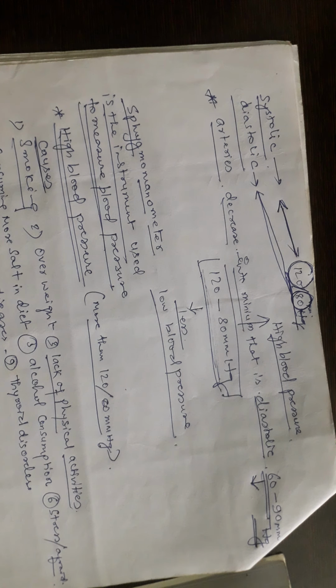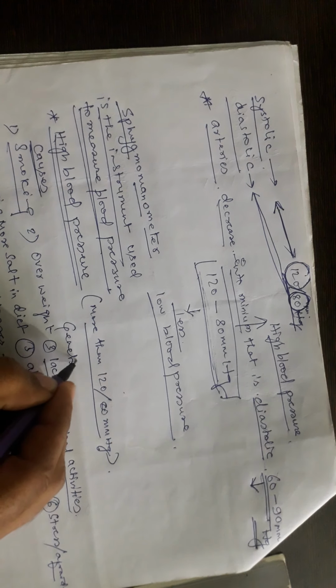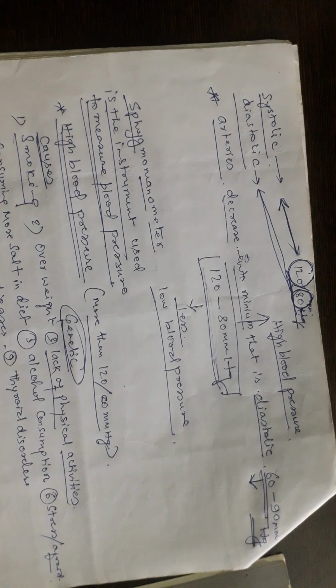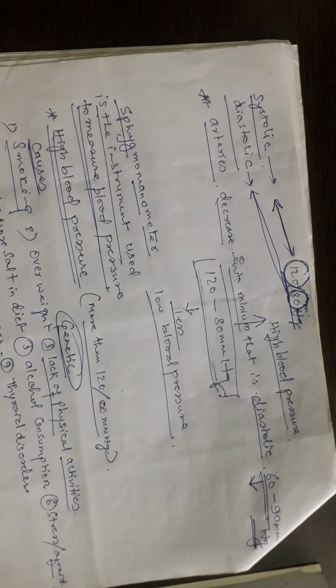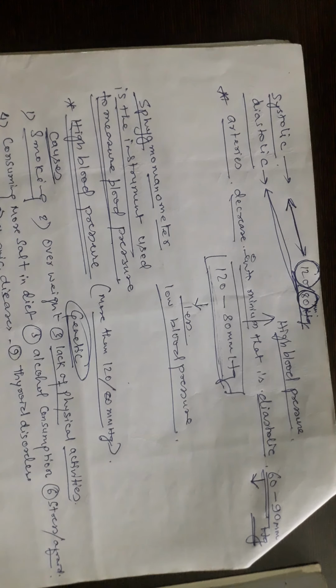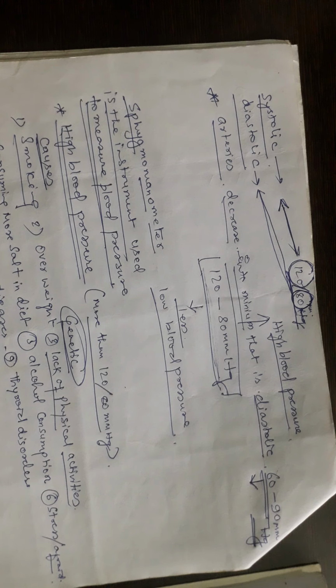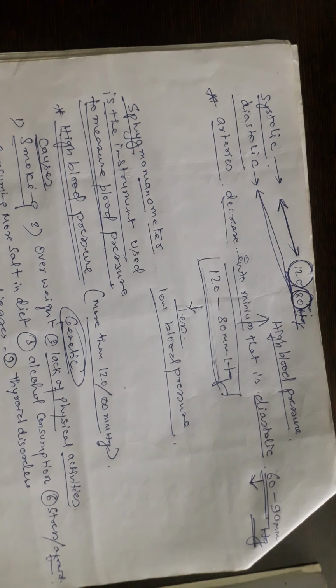So what are the causes of high blood pressure? One is genetics or inheritance, and another is our practices, where ignoring our health may also create high blood pressure, such as smoking, overweight, lack of physical activity, consuming more salt in the diet, alcohol consumption, stress, taking more tension, aging, chronic or long-term disease, and thyroid disorder.